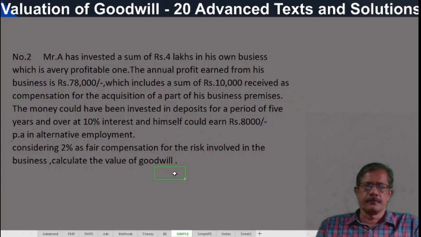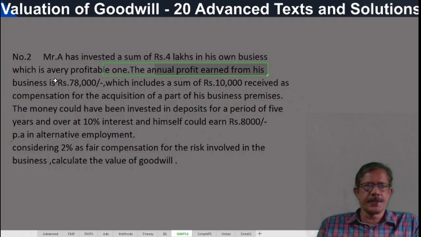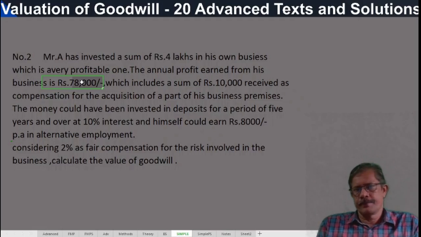Capital employed. What is capital employed? In simple questions, capital employed will be given like this. Mr. A has invested a sum of rupees 4 lakhs in his own business, which is a very profitable one. The annual profit earned from his business is 78,000 rupees. Only 1 year profit is given. You understand the concept behind the valuation.